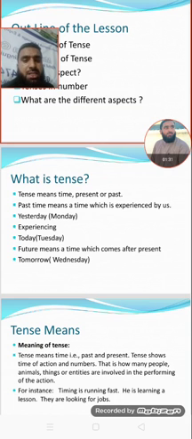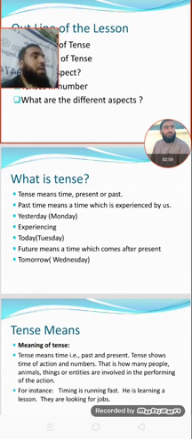What is tense? The meaning of tense is time, that is, present or past. It's a question for you people that you can answer in the comments later on: which time comes first, past or present? Let me again explain what tense is. Tense means time, past or present.